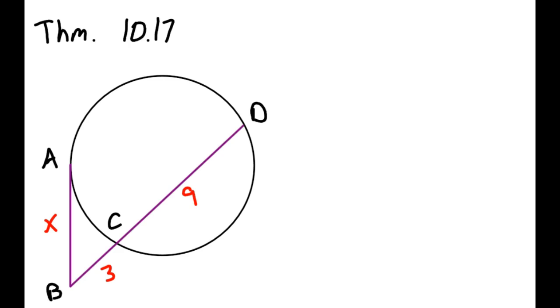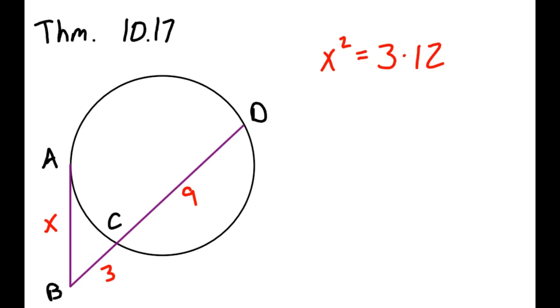So what this theorem tells us is that we can take the length of our tangent segment, which is x, and multiply that by itself. So we would get x squared. Set that equal to the length of our external secant segment, which is 3 units, multiplied by the length of our entire secant segment. So we would take 3 plus 9. The length of this entire secant segment, BD, is 12 units.